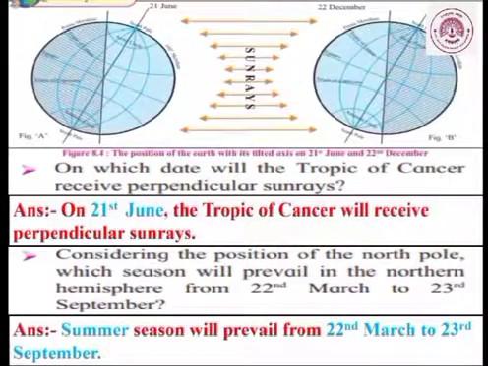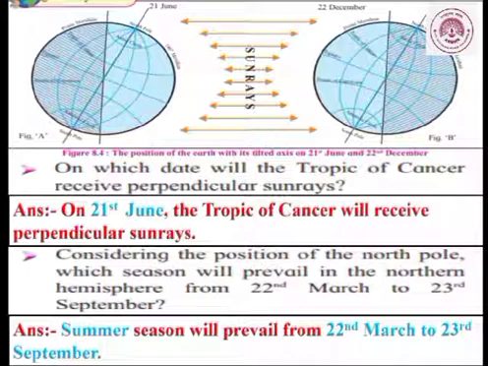Then, on which date will the Tropic of Cancer receive perpendicular sun rays? On 21st June, the Tropic of Cancer will receive the perpendicular sun rays. Then, considering the position of the North Pole, which season will prevail in the northern hemisphere from 22nd March to 23rd September? If you see carefully in the figures, you can make out that there will be summer season which will prevail from 22nd March to 23rd September in the North Pole.